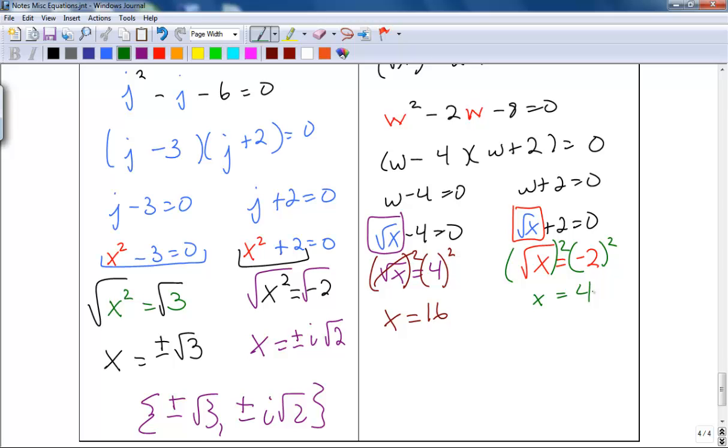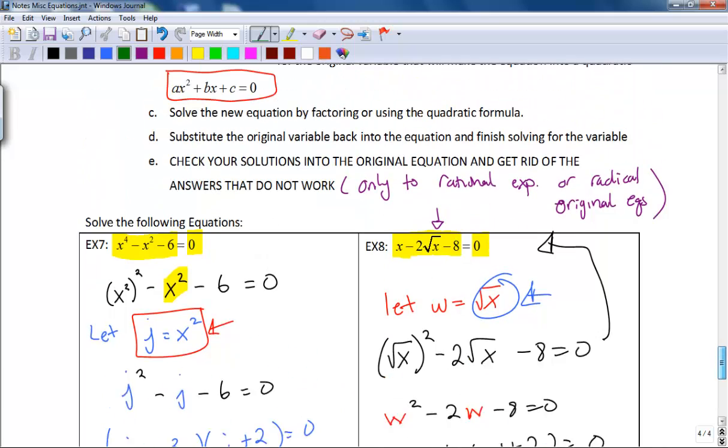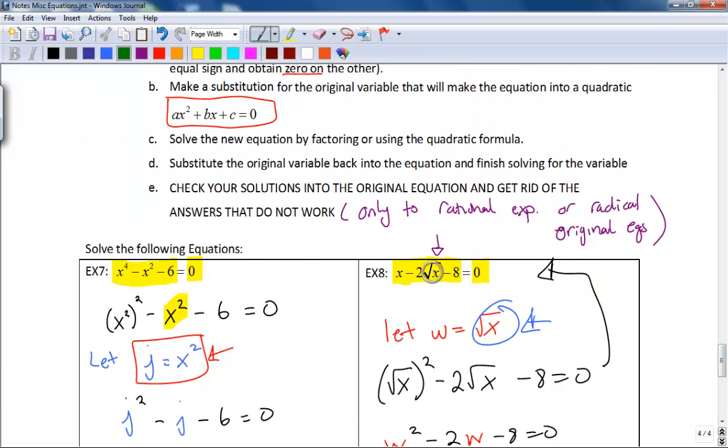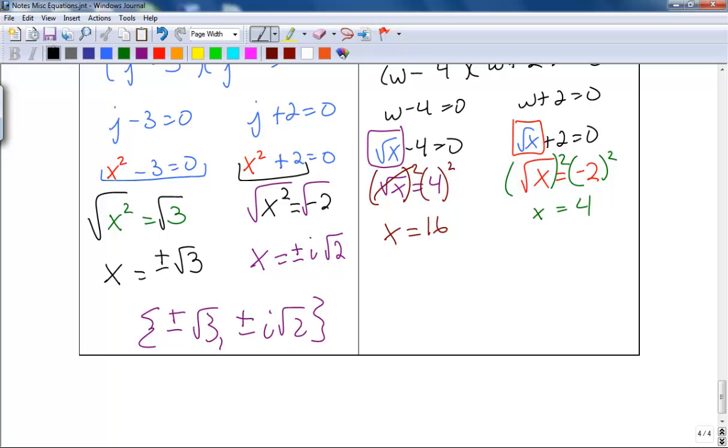But the original was a radical equation, right? The original was a radical. So remember, when you have radicals or rationals as the original equations, you have to check. You can't not check. Why? Because I like giving you the questions that if you don't check, you get them wrong. So just get in the habit. If that original, when you're doing quadratic form, has a radical or a rational, check it. Let's check x equals 16.